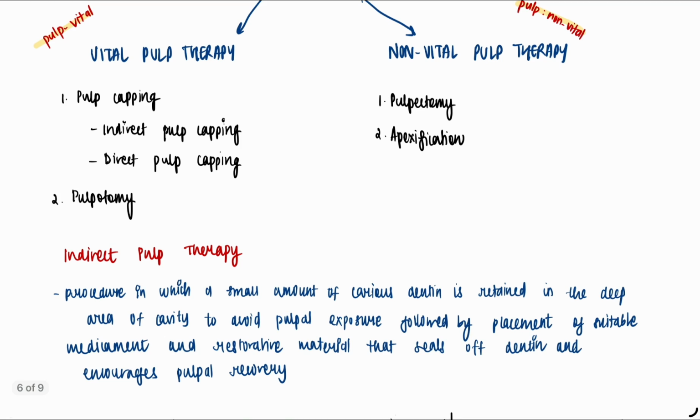Vital pulp therapy is mainly of two kinds you can do. One is pulp capping, in that there is indirect and direct pulp capping, and second is the pulpotomy, in that only the coronal pulp is removed from the pulp canal. In non-vital pulp therapy, there is pulpectomy and apexification. Pulpectomy is the complete removal of the pulp.